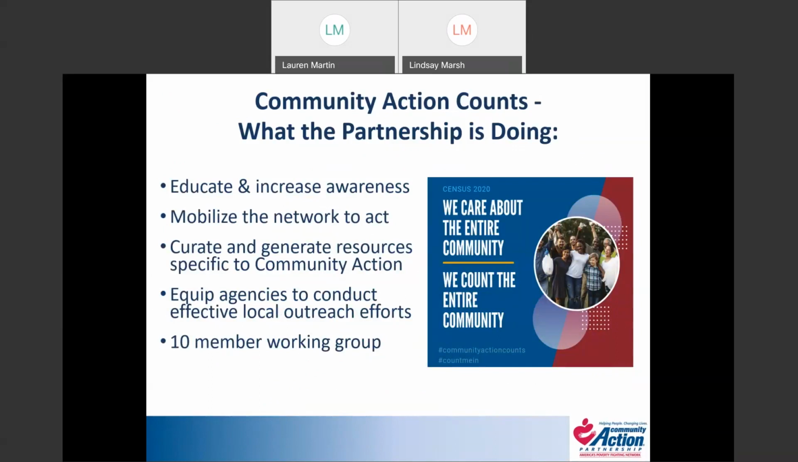We know that everyone is already so overloaded, so our goal is to make it easy to give a one-page fact sheet to a customer and ask them to check their mailbox, or to have answers to frequently asked questions at the ready, and to be a resource for all of our agencies.